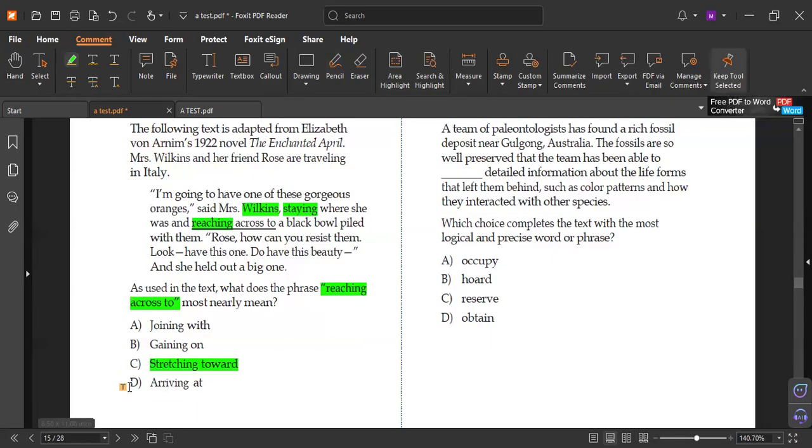Not to arrive, because we are not talking about going to a place or arriving there. You see? That's why. So stretching toward the subject is the best meaning. What else can Malaka tell us?